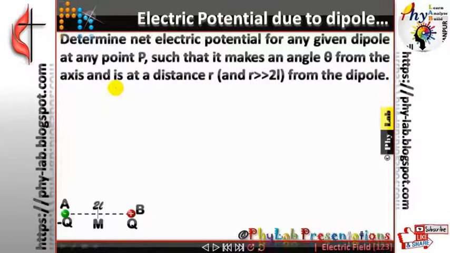Friends, in this video we would be learning how to derive the expression for electric potential due to a dipole at any general point P. Friends, in the earlier video we have seen how electric potential due to a dipole can be obtained at its axial position and at its equatorial position.